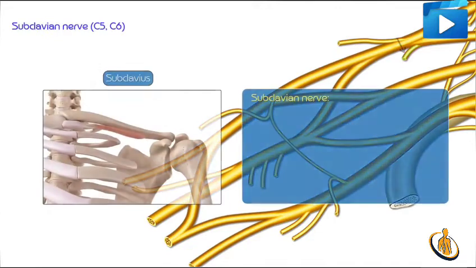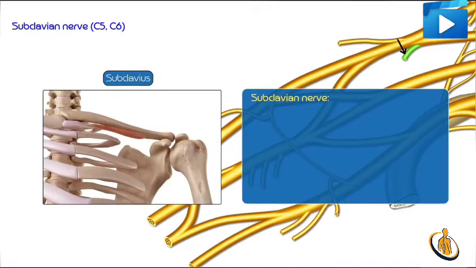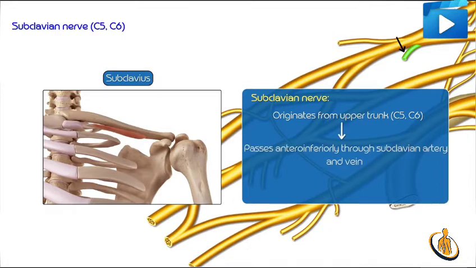Next is the nerve to the subclavius. So here the nerve to the subclavius also arises from the upper trunk of the brachial plexus, so obviously it also has the root value of C5 and C6. It passes antero-inferiorly through the subclavian artery and vein, and mainly it gives innervation to the subclavius muscle.